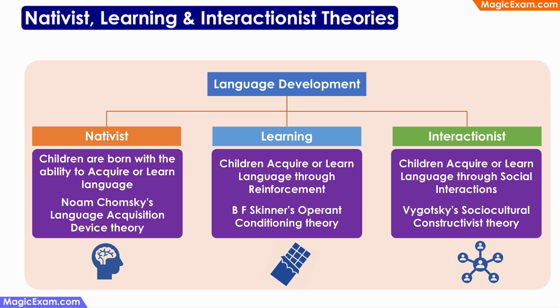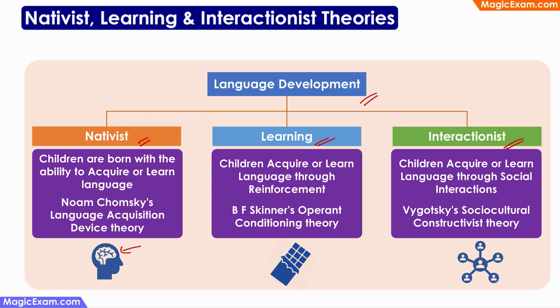When we look at the various language development theories, they can be broadly classified into three types: nativist, learning, and interactionist theories. The nativist theory says that children are born with the ability to acquire or learn languages. This is where Noam Chomsky's language acquisition device theory comes into play. Noam Chomsky says that children are born with a specific part of their brain designed to acquire or learn new languages very easily, which is why children can easily learn 1, 2, or multiple languages.